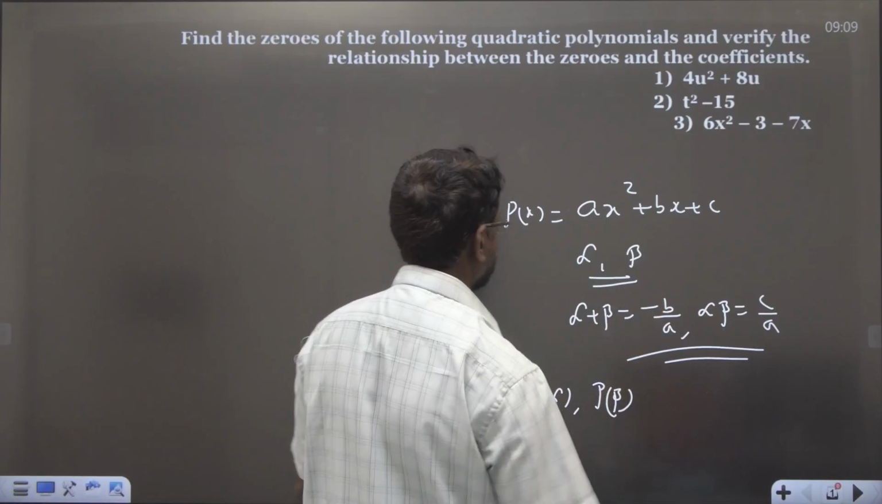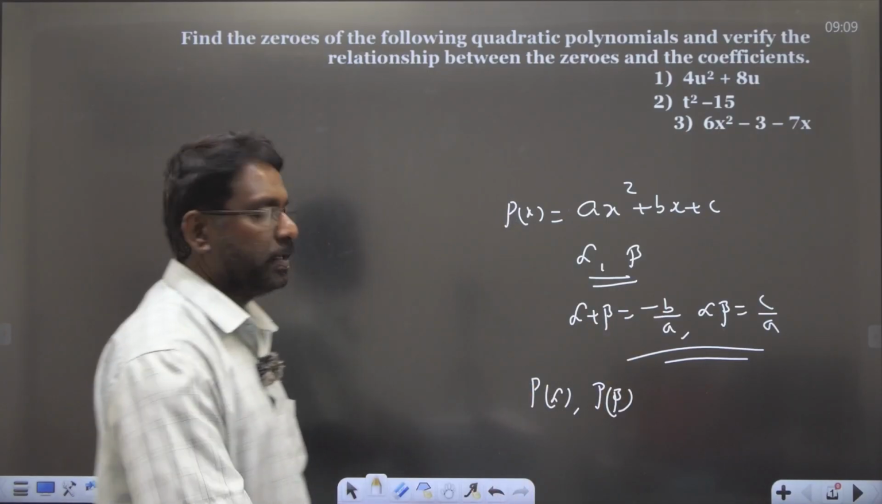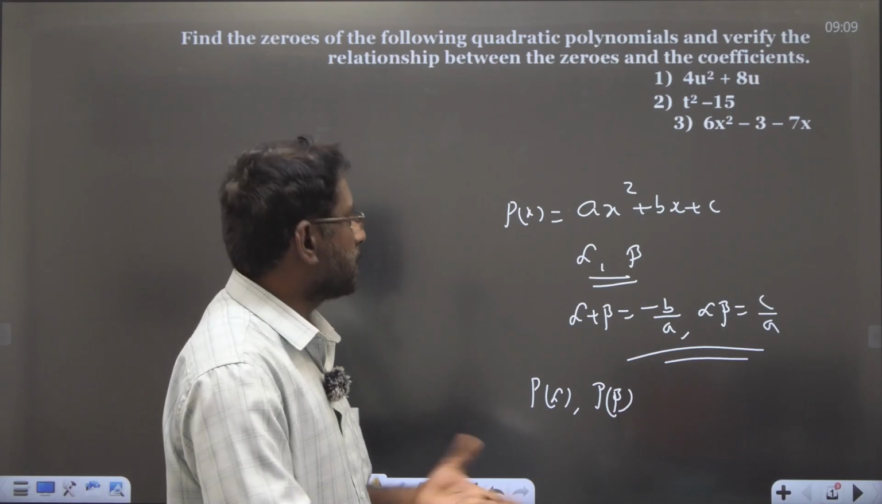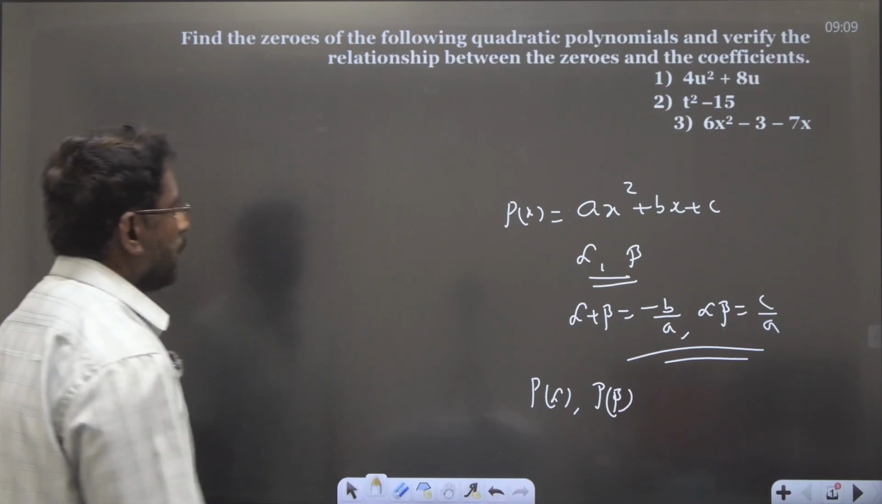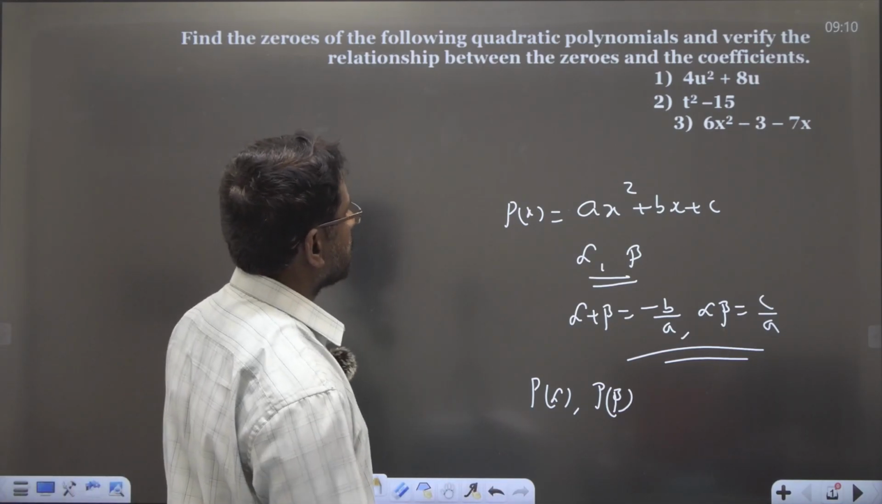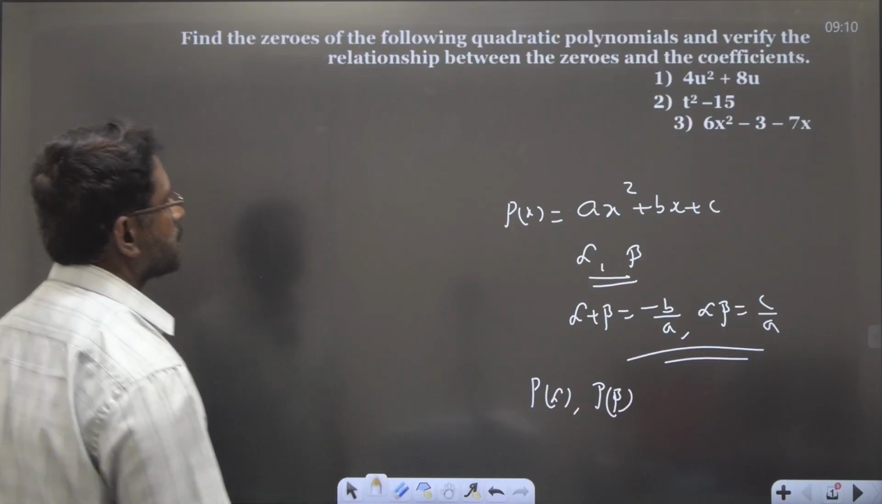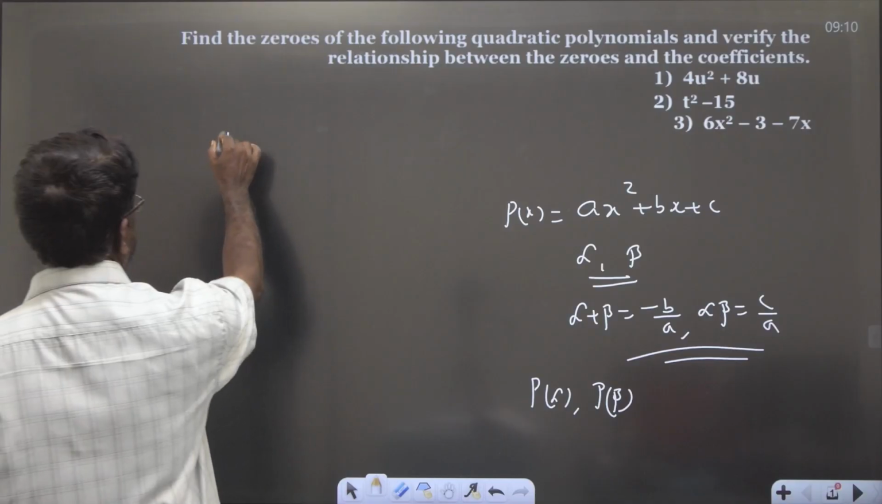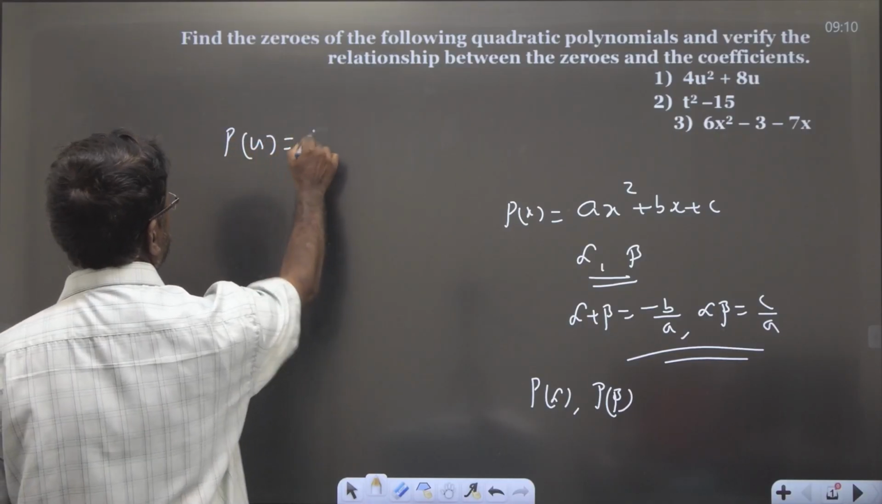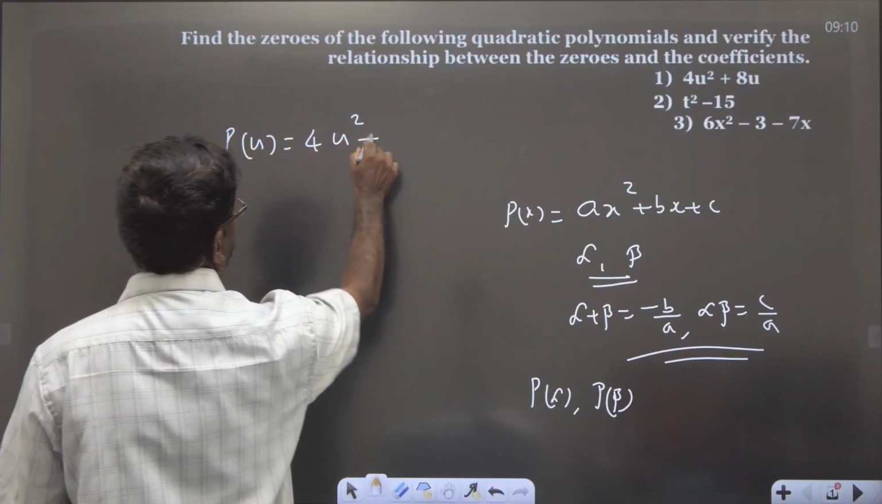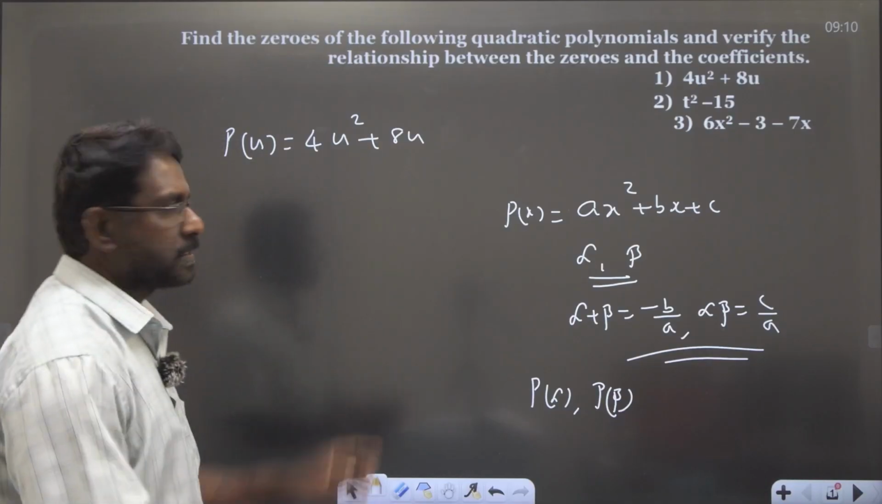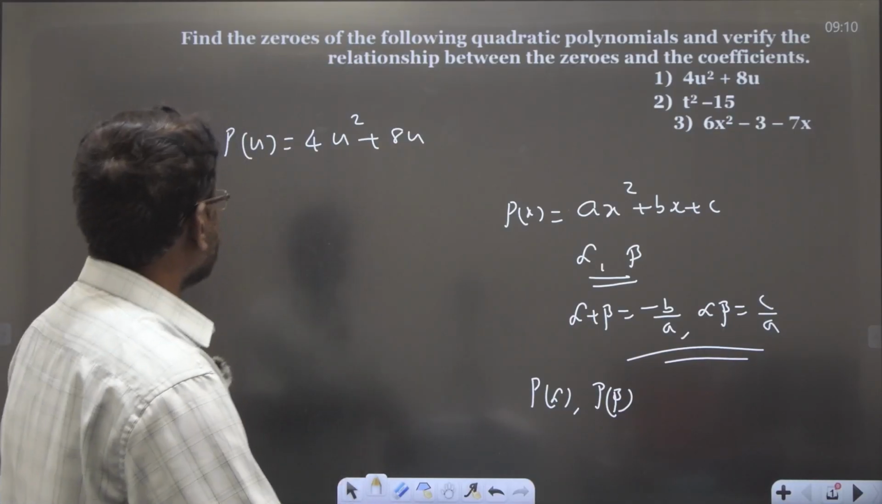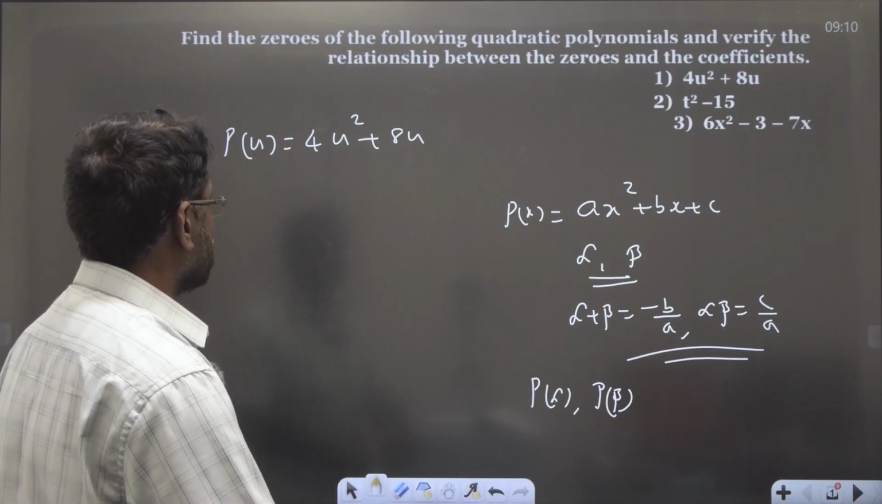If alpha, beta are the zeros, then the value is P of alpha and P of beta. Okay, no problem. In the first question, we have to find the zeros of the polynomial. Take it as P of u, where P of u is equal to 4u square plus 8u. Here it is u instead of x, that is all.